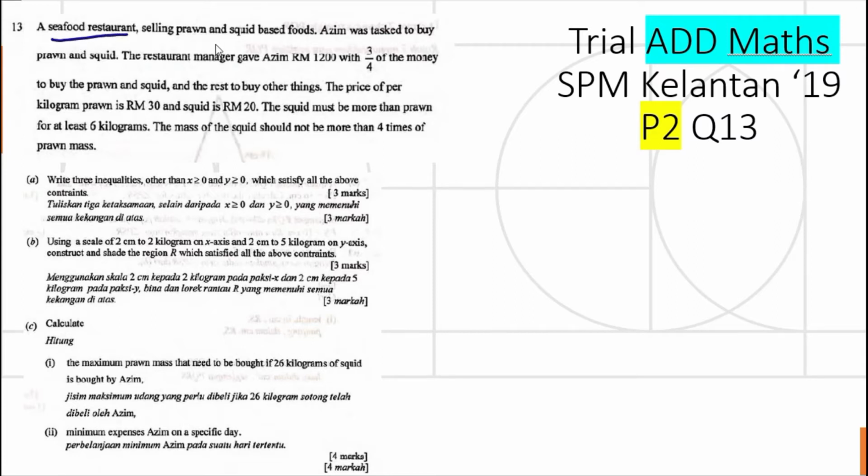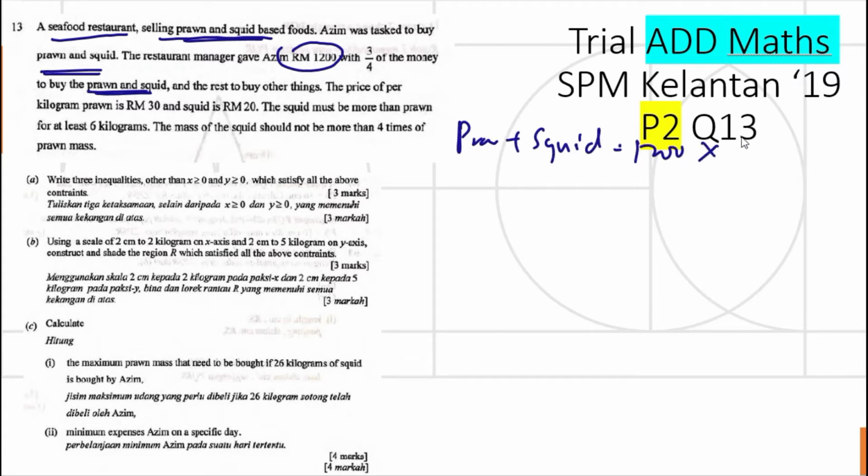So, a seafood restaurant is selling prawn and squid. Azim asked to buy prawn and squid. The restaurant gives Azim 1,200, 3/4 of which is to buy prawn and squid. So we know to buy prawn and squid, he has 3/4 of 1,200, which is equal to 900 to buy both. Alright. Price per kg of prawn is 30 ringgit and squid is 20 ringgit.